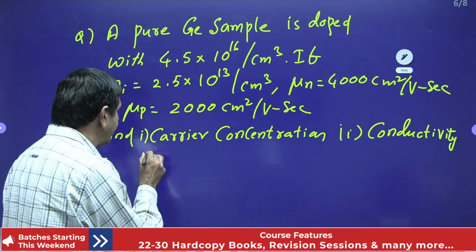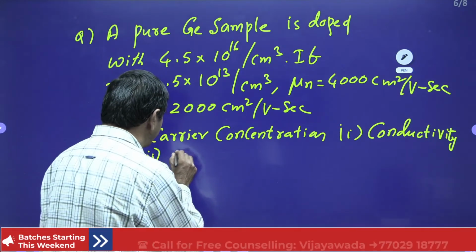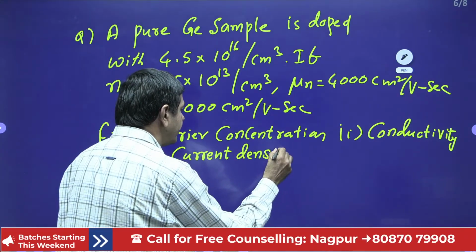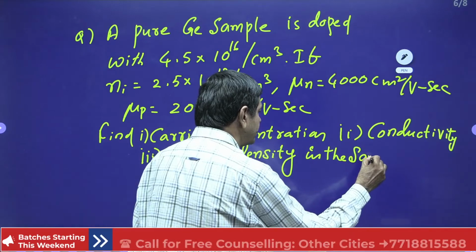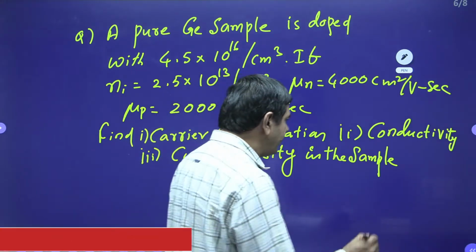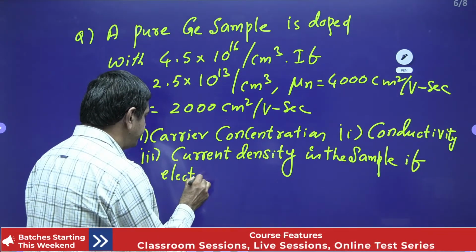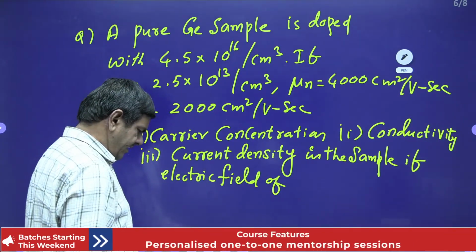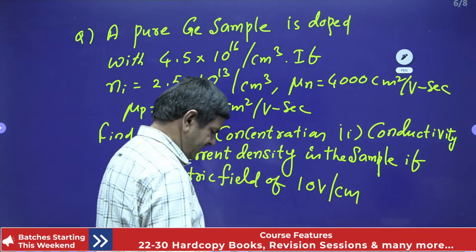And the third one, I am giving more questions here at a time, is the current density in the sample, if an electric field of 10 volts per cm is applied.